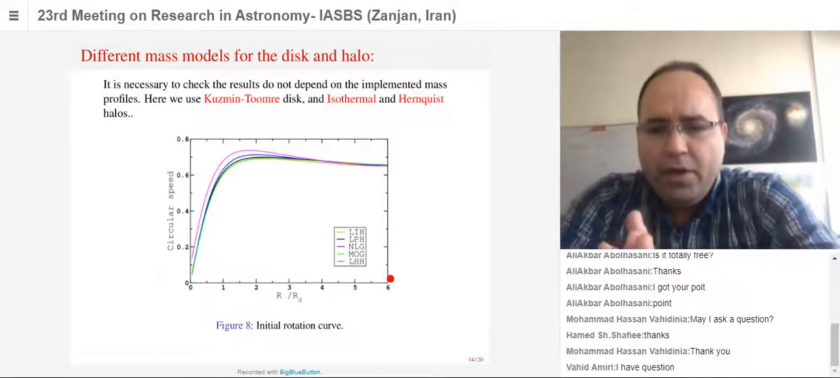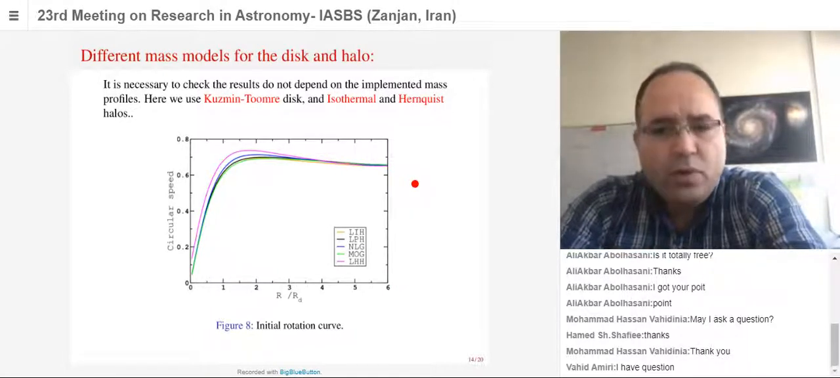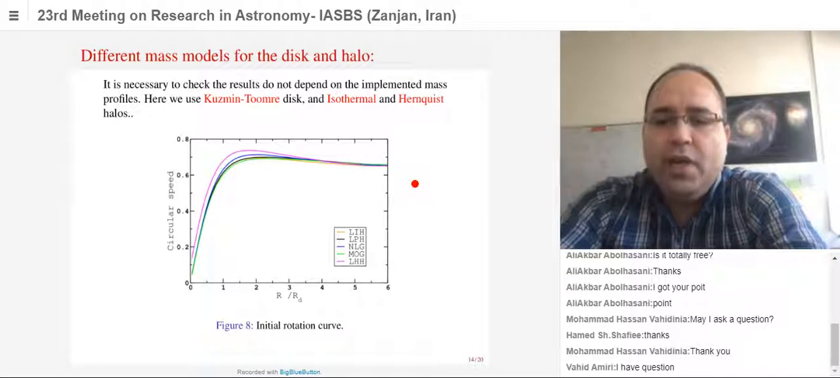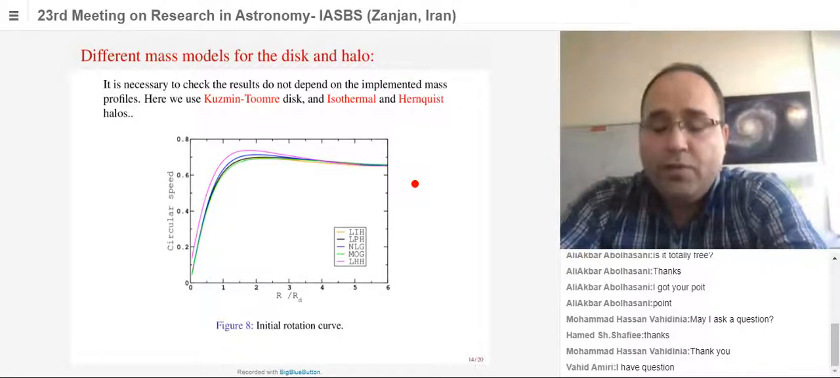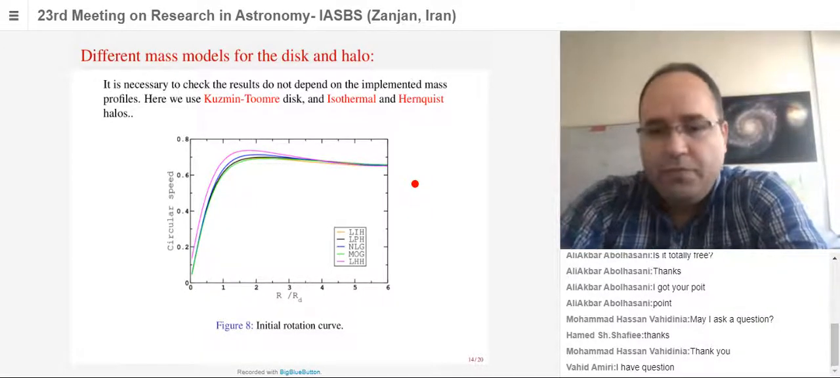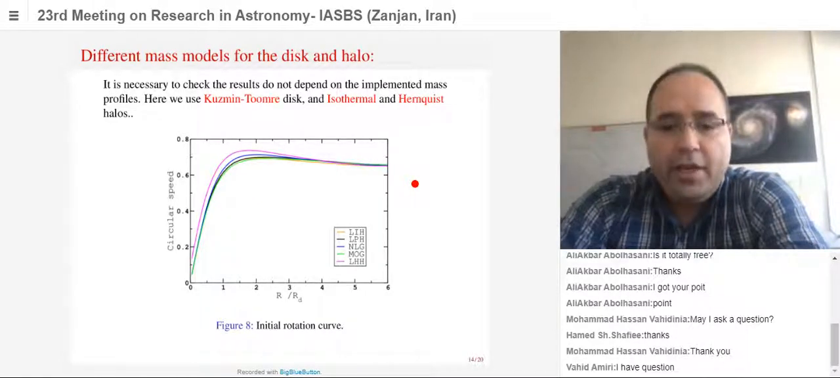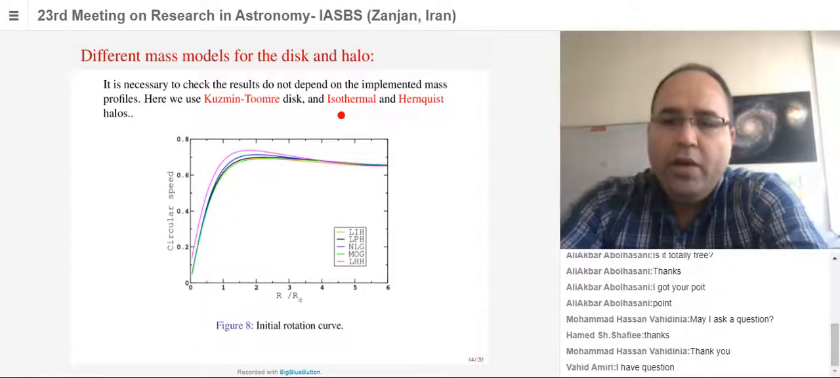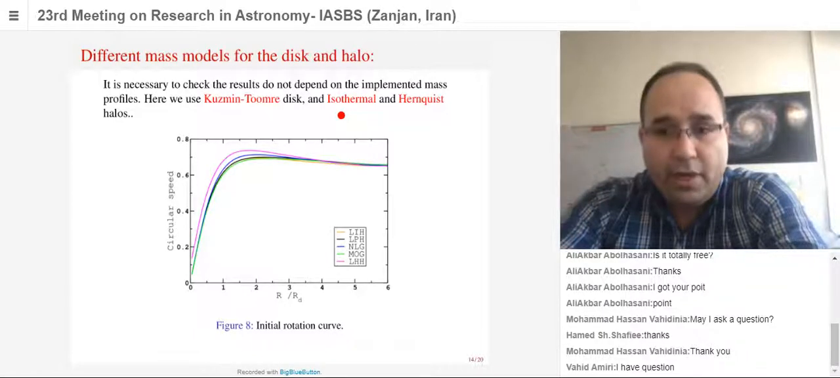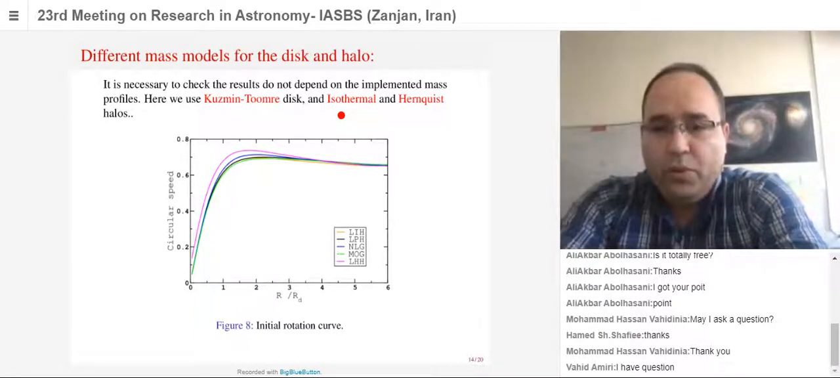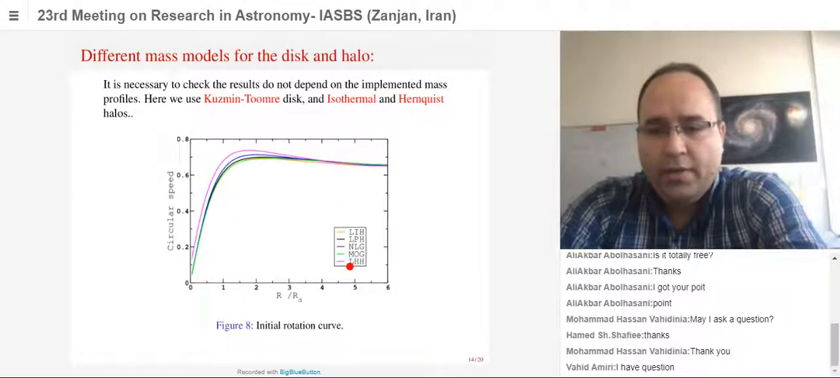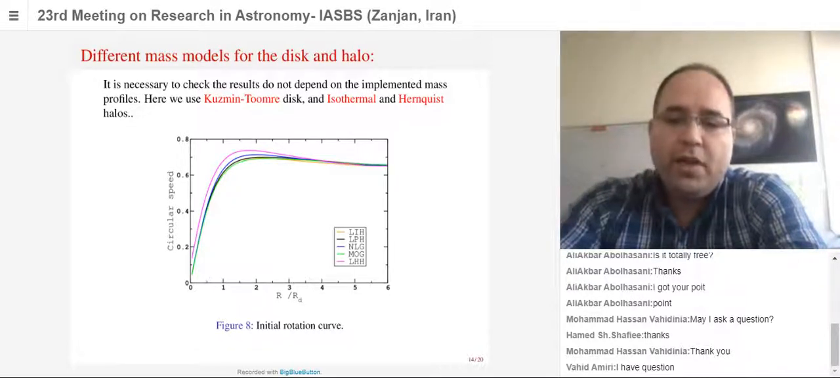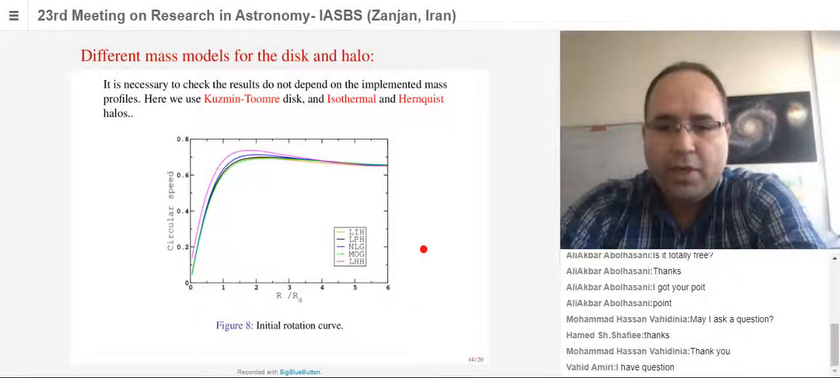Another important point is to check if our results depend on the initial mass profiles. We have used only the Plummer sphere and the exponential disk. Then the question was whether the results may change if we use other density profiles. So recently we have studied the Kuzmin-Toomre disk, and for the halo we have implemented isothermal and Hernquist halos, and the NFW, Navarro-Frenk-White halo. And as I will show here, nothing changes, and it seems that the difference between modified gravity and halo doesn't depend on the initial mass components.